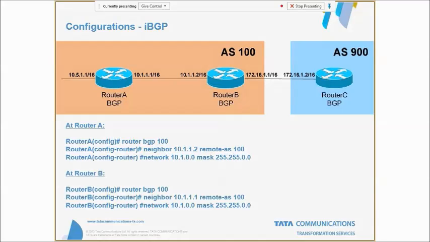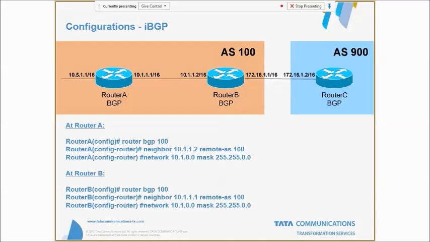We log into the router under the command router BGP. That is the autonomous system of 100, and we have configured the 100 here. Let's go for the other command. We have configured the neighbor command at router A, which is 10.1.1.2, and the remote autonomous system is the same, 100. As I said earlier, we need to configure both the neighbor command and the network command for the routes to establish.